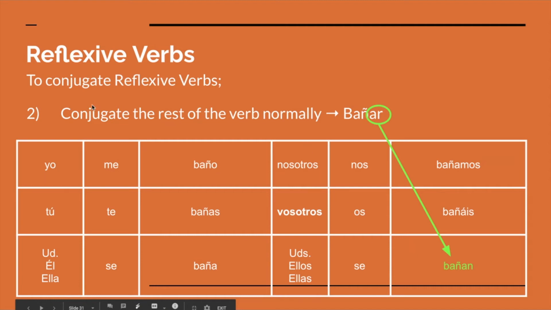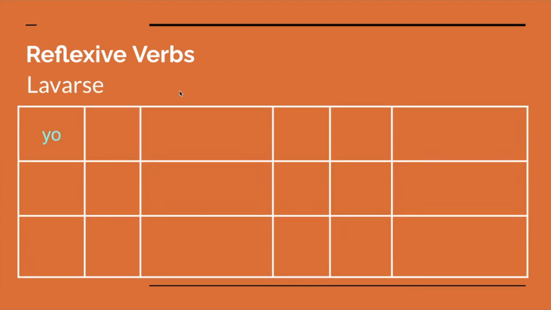Now these pronouns right here, the subject pronouns, you don't have to always write them. It is optional. I recommend you do it just so that you keep it clear in your head at the very least, okay? Here, let's do another one. So here we have lavarse. If you guys remember, we have the subject pronoun yo. Now we need to go here and take se, which changes to me, and that leaves us with the rest.